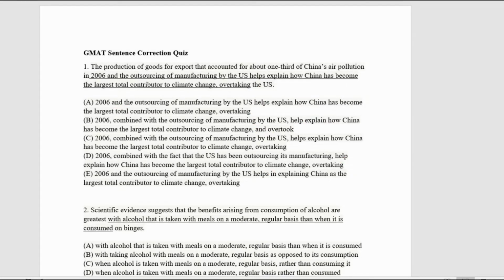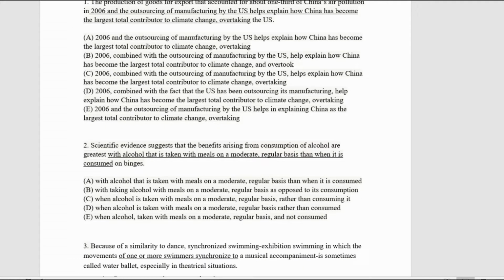Let's turn to the second question. So, here we can see that "with alcohol that is taken," okay, with or when. Okay, so scientific evidence suggests that the benefits arising from the consumption of alcohol are the greatest with alcohol that is taken on a regular basis than when it is consumed. So here we can see then and when. So "then" should show the parallel structure. So if, for example, we say, when X happens, then when Y happens. Okay, it should be like this. Or with X, then with Y. Like something parallel should happen.